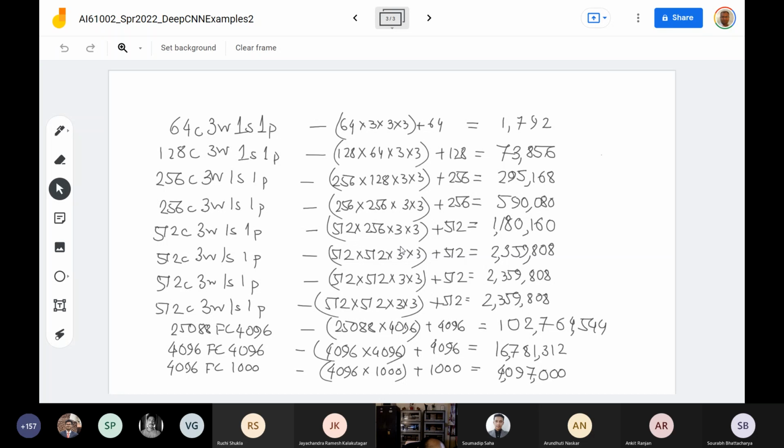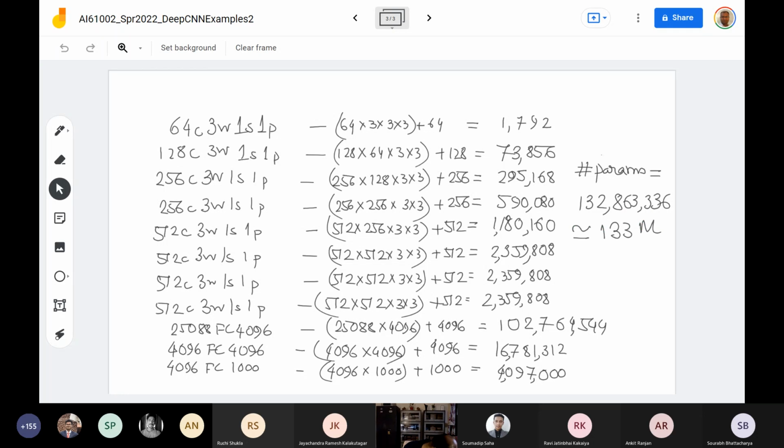How much is it coming? So 132,863,336. Which is approximately equal to 133 million parameters.